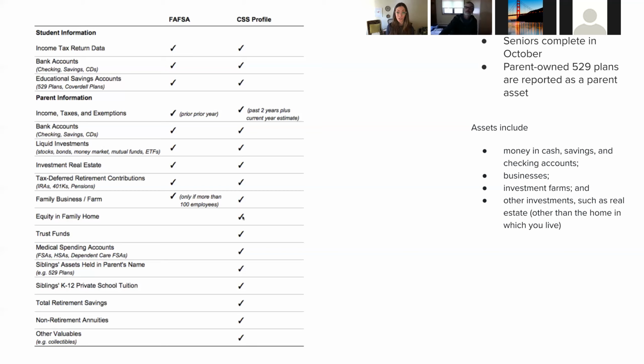Plus, they do want to know the equity in your family home, and that gets some people pulling out their hair also. So again, I have to reiterate, they are asking for a lot, and it can feel a bit like an assault, but typically these are colleges that do have deeper pockets and more money to give. They also want to know trust fund information, medical spending accounts, any sibling assets that are held in the parent's name, like a 529 for a younger sibling, siblings' private tuition, total retirement savings, non-retirement annuities, and other valuables.